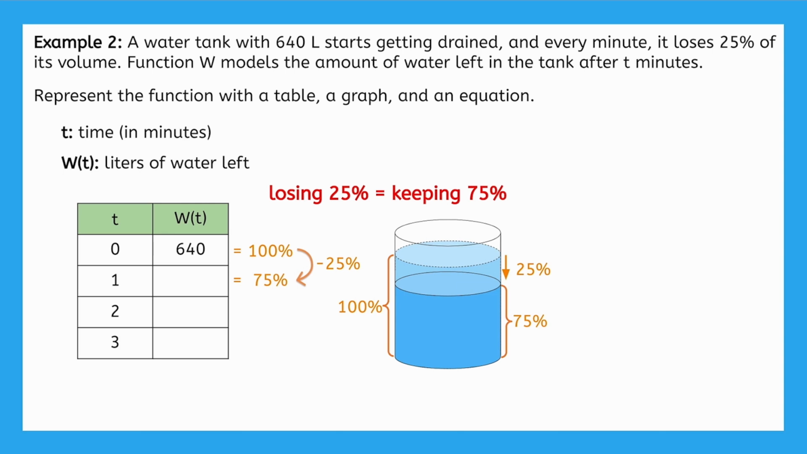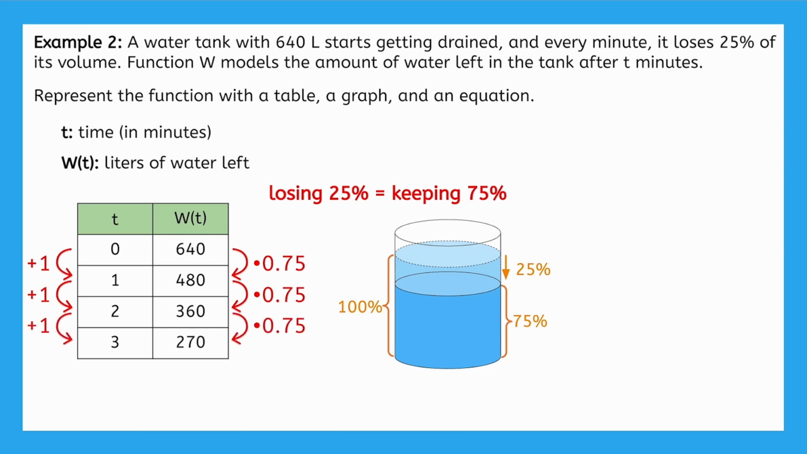How do we calculate 75% of a number? We multiply it by 0.75. Let's use this to fill up the table. After 1 minute, the tank will have 640 times 0.75, or 480 liters of water left. After 2 minutes, we now multiply the 480 by 0.75 and get 360. After 3 minutes, we get 270.